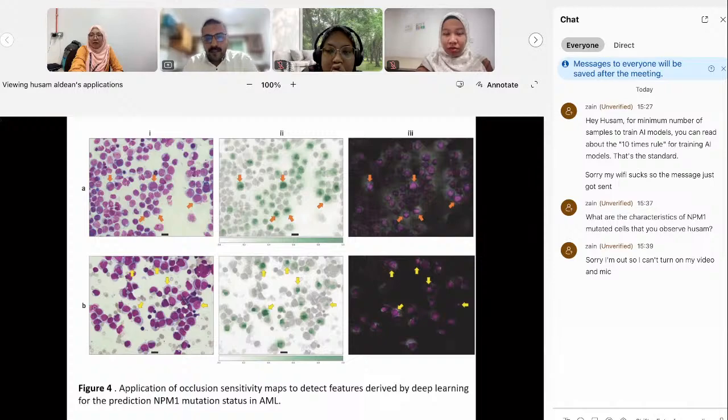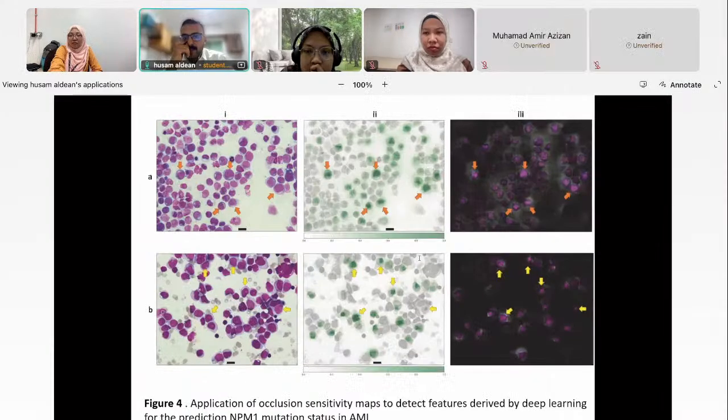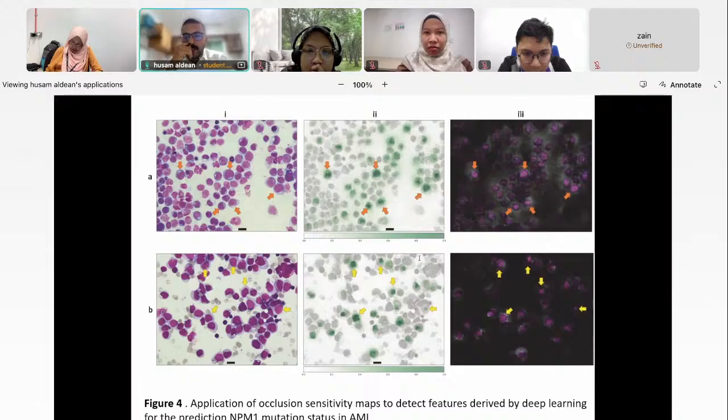Okay, and then asked about what the characteristics of NPM1 mutated cells that you observed. So in this paper, they have the model focus on two characteristics, which is a pre-nuclear region and the constant chromatin in these cells.